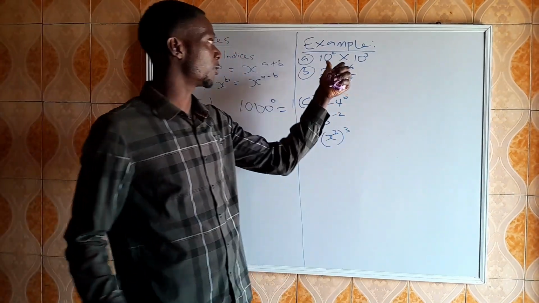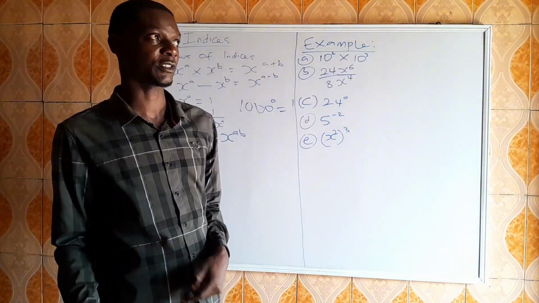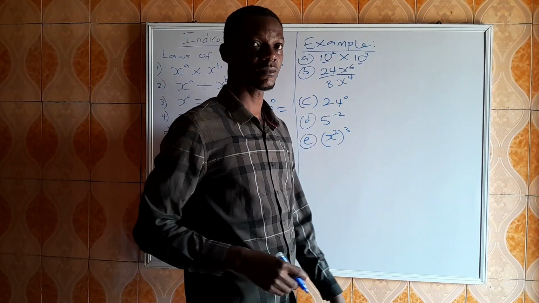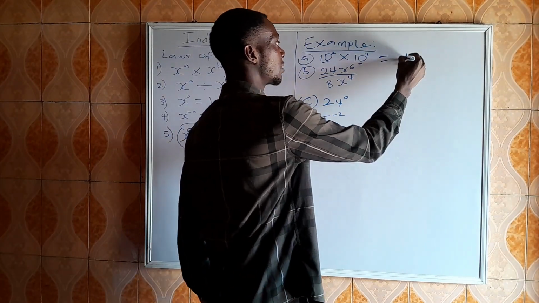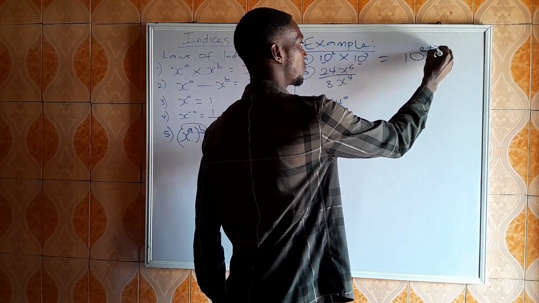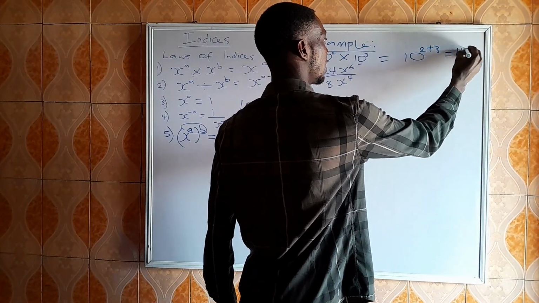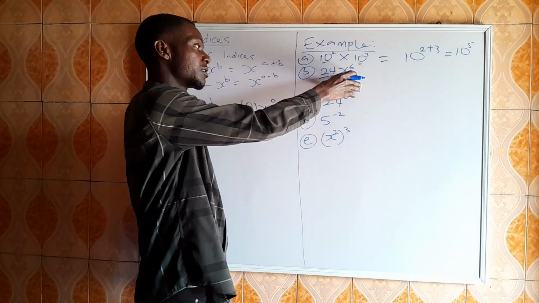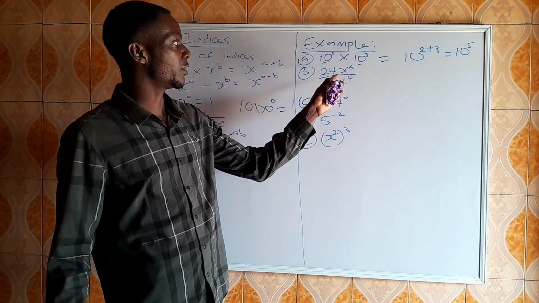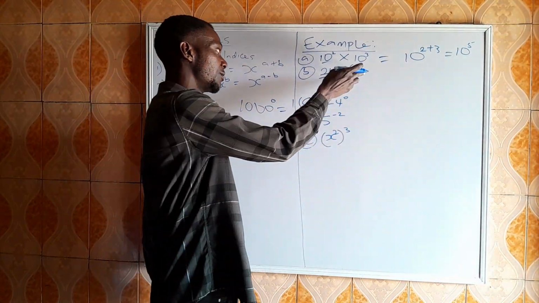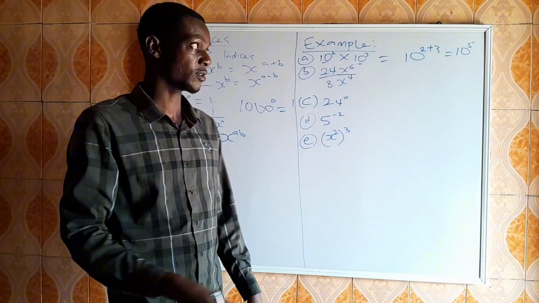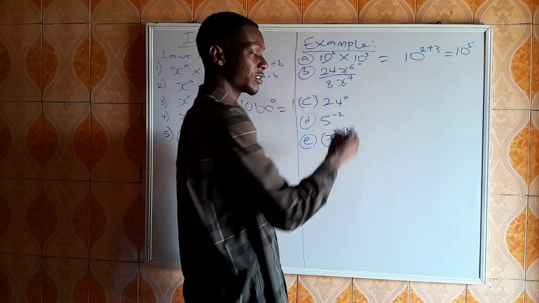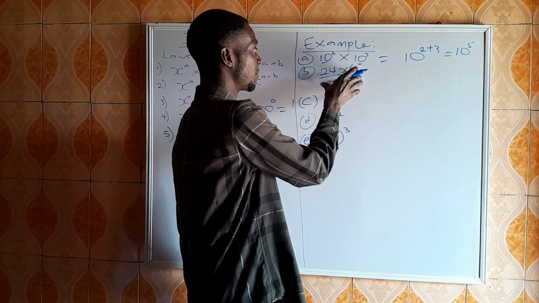Now, for the first one, you have 10 raised to the power 2 multiplied by 10 raised to the power 3. Remember I told you, so far as they have the same base, it will become 10 raised to the power 2 plus 3, which is 10 raised to the power 5. Then the next one, now we have this for the division law. You have 24x raised to the power 6 divided by 8x raised to the power 4. Now, these powers have a common base, which is x. Now we can separate this into two.